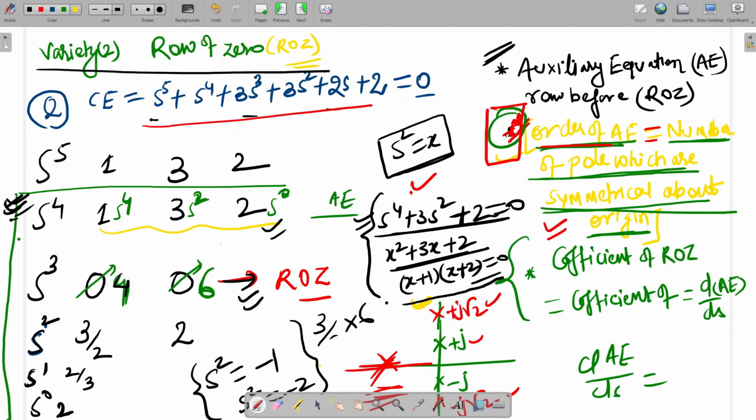So the auxiliary equation is the equation just above the row of 0. Like before row of 0, this equation is coming, that is the auxiliary equation. And this is a very important point. Order of auxiliary equation is the number of poles which are symmetrical about the origin. This is a very important point. Here only we are making mistakes. And coefficients, you already know how we are calculating. We are calculating based on the differentiation of this auxiliary equation. And the solution of the auxiliary equation will be the poles of the system. That also, one rule is there.